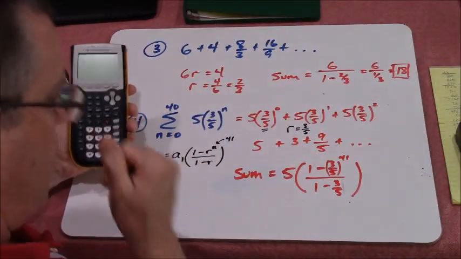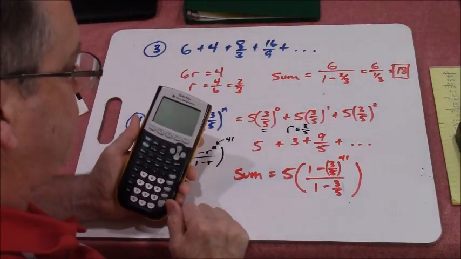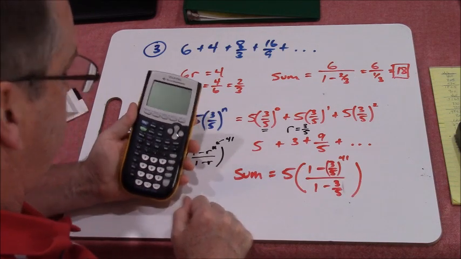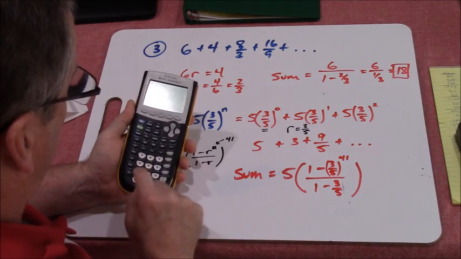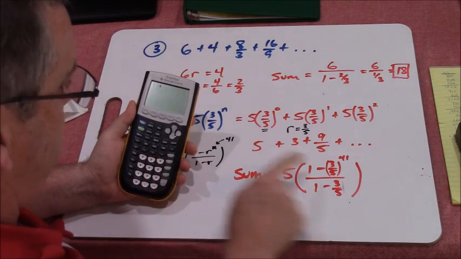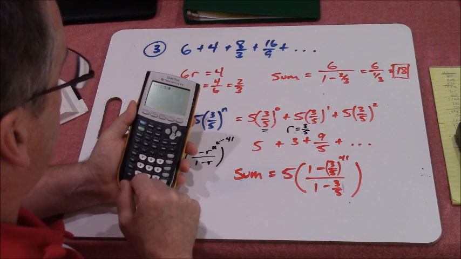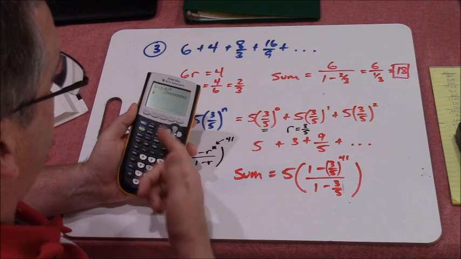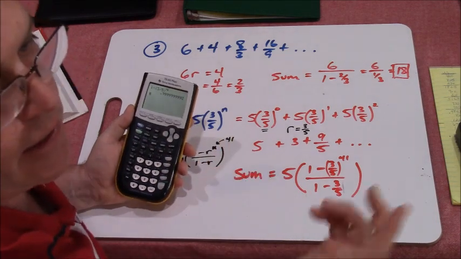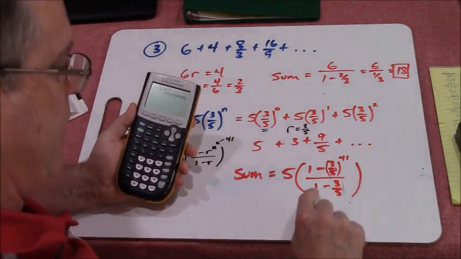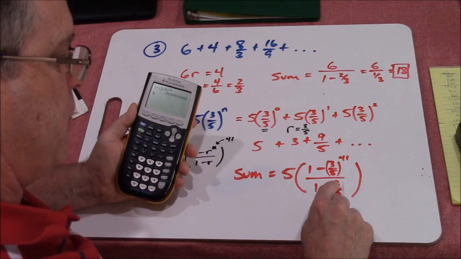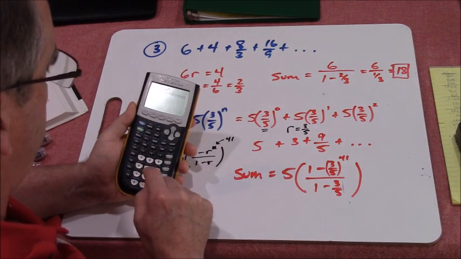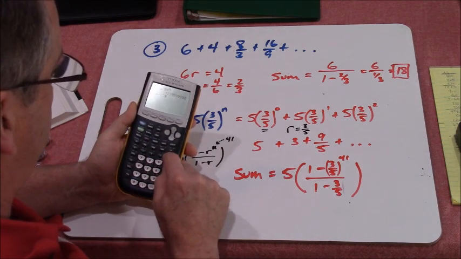So now what I'll do is I'll go to my calculator. I'm going to do 1 minus 3/5 raised to the 41st power. So 1 minus, in parentheses, 3 divided by 5, and raise that to the 41st power. What I got is 0.999999999. It's 1. And now I'm going to divide that by 1 minus 3/5, that's 2/5. So divided by, let's see, I should put this in parentheses, 2 divided by 5.